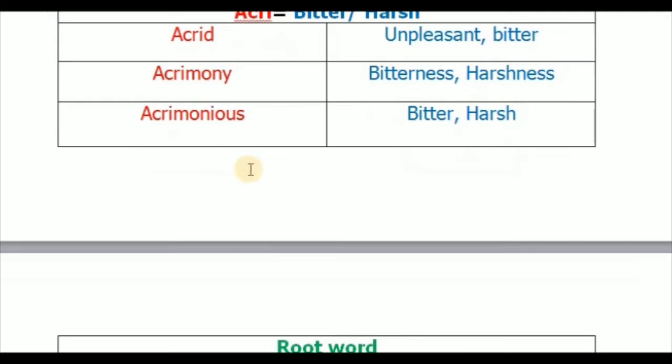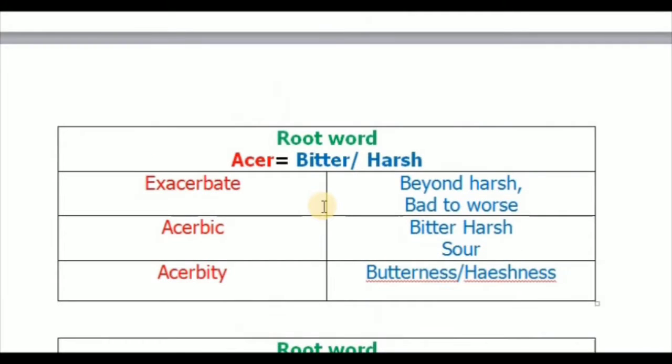So the next root word, acer. Acer is similar to the acri root word, which means bitter or harsh. We took three words based on acer. First one, exacerbate. Ex means beyond, acer means harsh. Exacerbate means beyond harsh, a situation going from bad to worse. Example: Sandy exacerbated the situation by abusing the security guard.